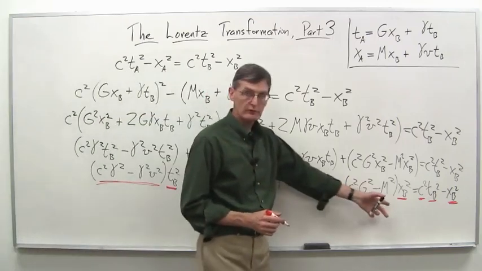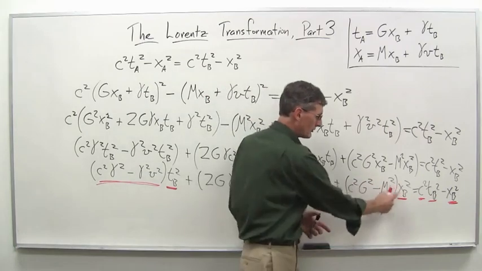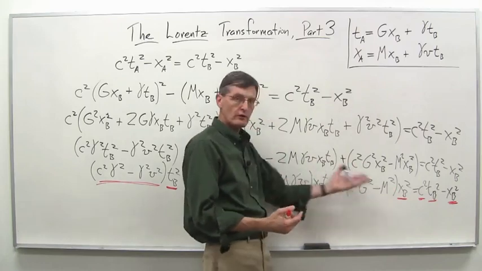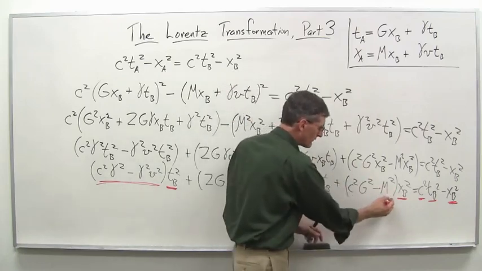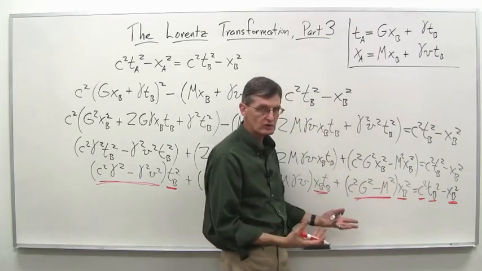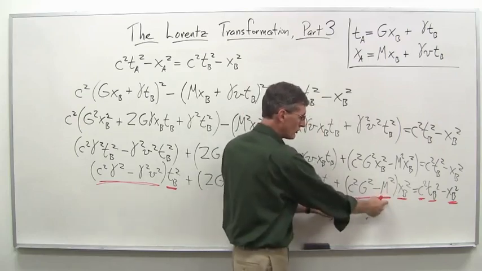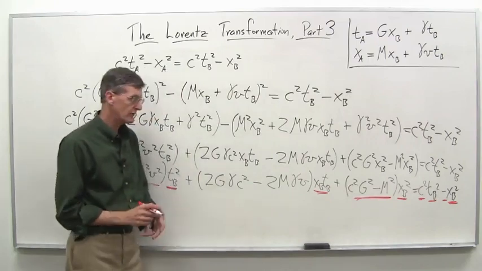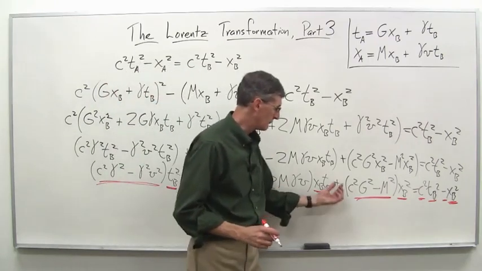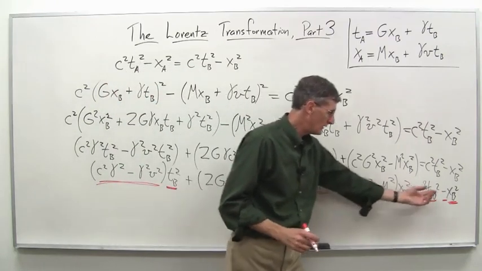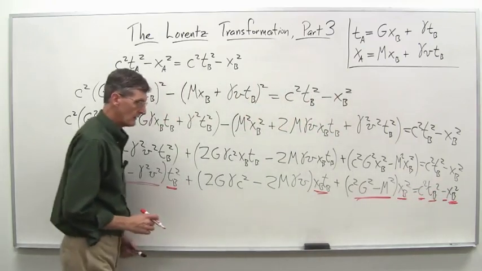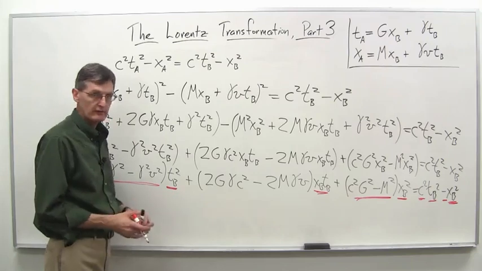Let's look at the xb squared term. Okay, so I've got an xb squared term here, and I've got an xb squared term there. What that means for the equality to hold is that whatever's in front here, this coefficient in front of the xb squared term, has to equal the coefficient in front of the xb squared term over there, which is just negative 1. So I've got a plus this xb squared, and I really have a plus negative 1 xb squared with that minus sign there. So that's another thing I can use.